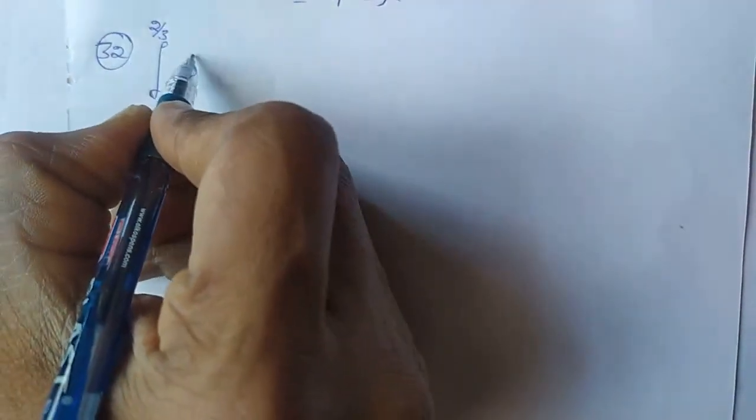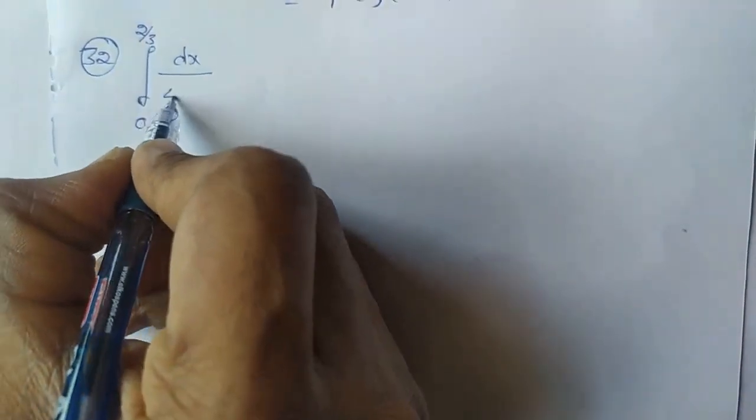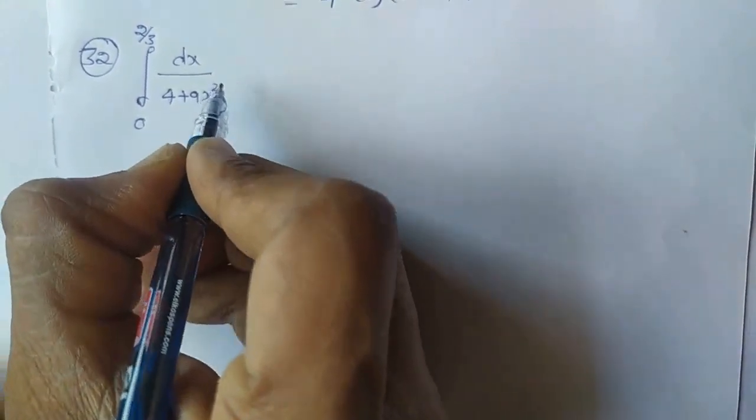Hi dear students, welcome to the next video of the question paper solving. In our previous video we have solved 31 questions. Next we will solve the 32nd question. Evaluate the integration from 0 to 2 by 3 of dx divided by 4 plus 9x square.